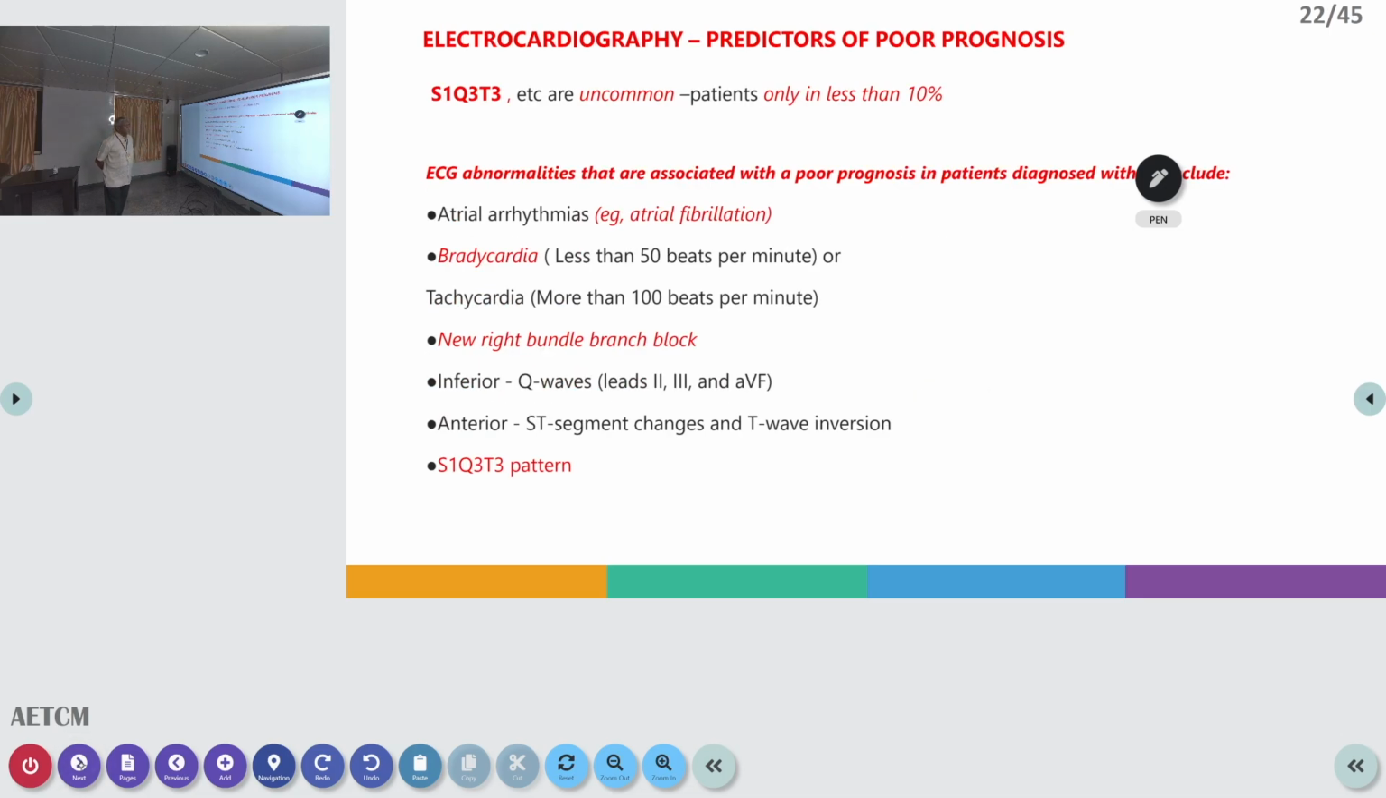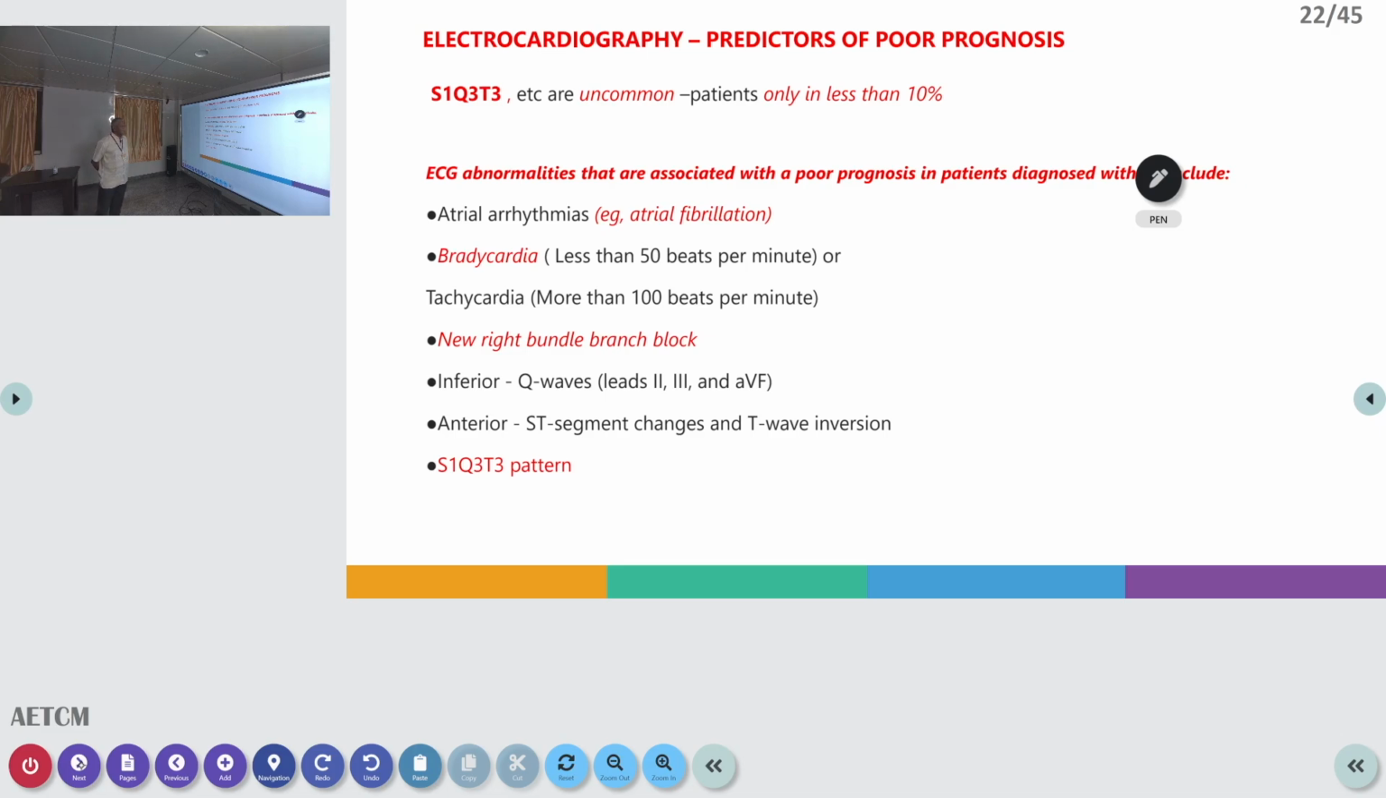Then electrocardiography may have certain specific features. S1, Q3 and T3 is very uncommon. It may be present in less than 10% of the population who are having pulmonary embolism. If it is present, we can have the probability of suspecting pulmonary embolism. Apart from this, there are certain ECG changes that will predict the poor prognosis of the patient.